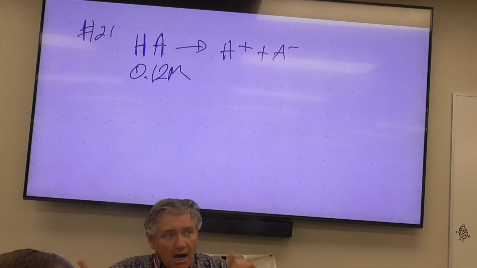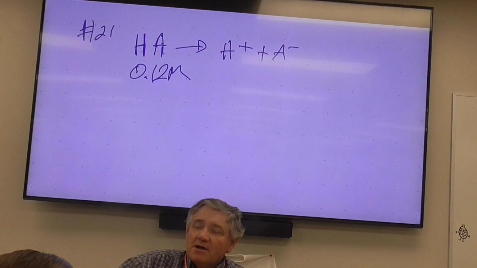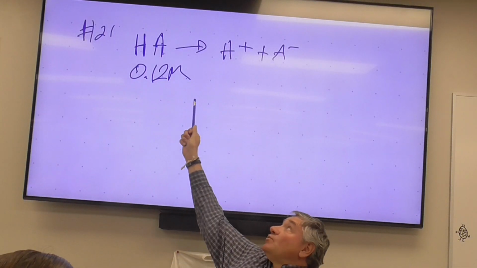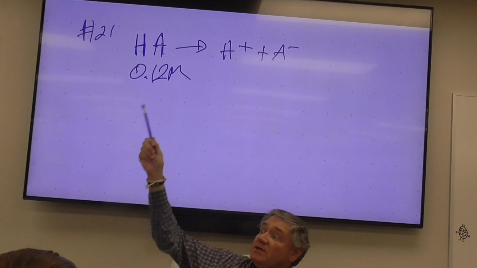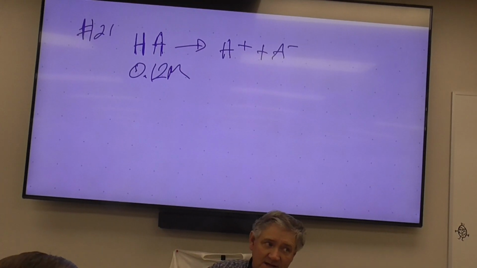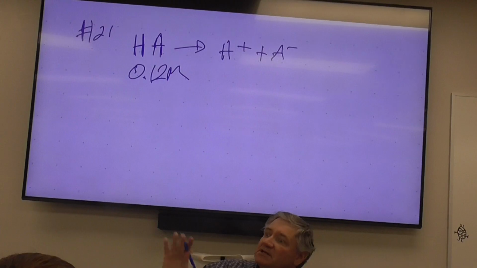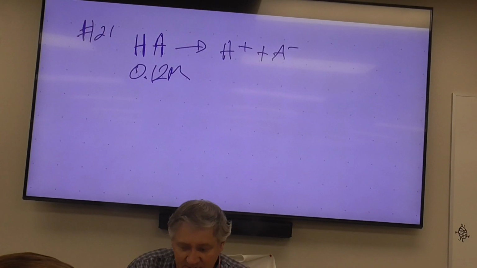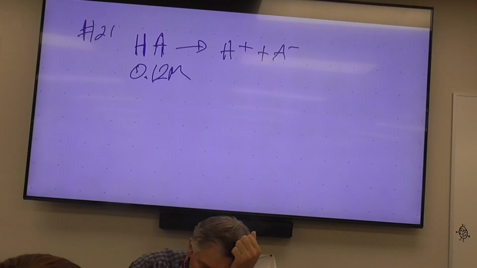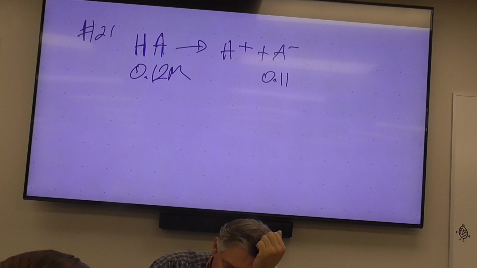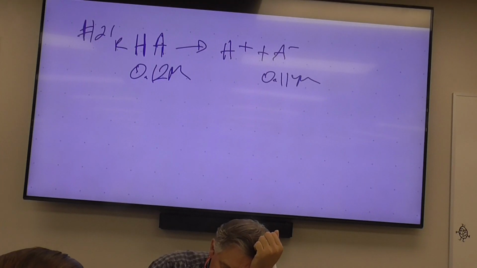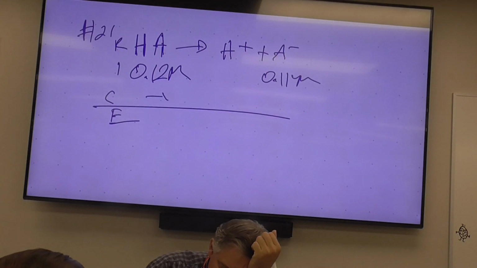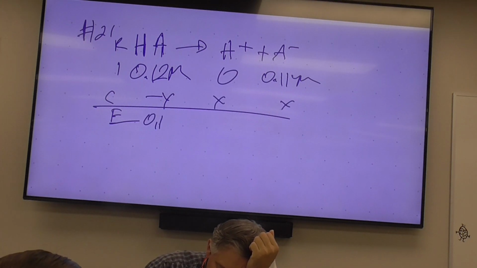Now, if it was a non-buffered solution, which it isn't, but if it was, what would those two values, the hydronium ion and the anion, start off as? Zeros, okay? Because nothing is ionized. That's if it was a non-buffered solution. But because it is a buffered solution, you're told that it's 0.11. So this is 0.11 molar.